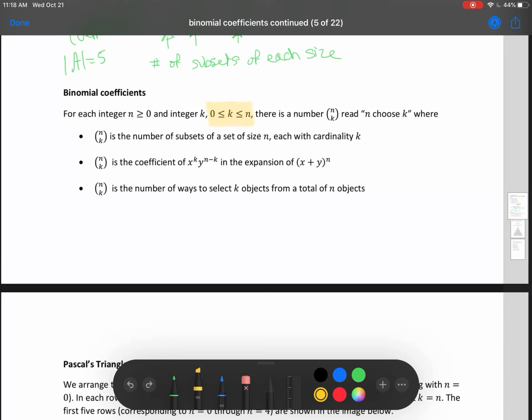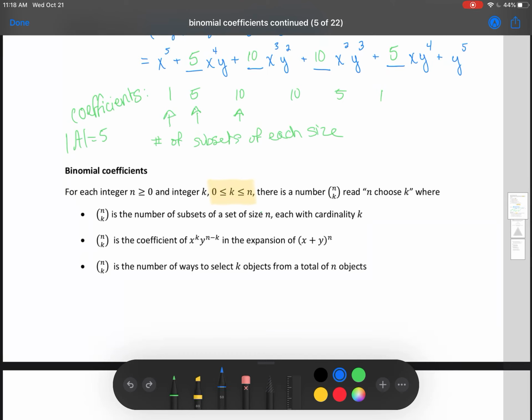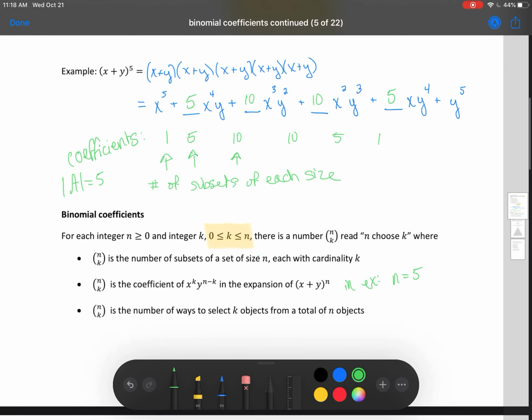N choose k is the coefficient of x to the power k, y to the power n minus k in the expansion of x plus y to the n. So in our example, our n was equal to 5. So I'm talking about this example that we just did right here. Our n was equal to 5 because that's right here, the exponent of x plus y.